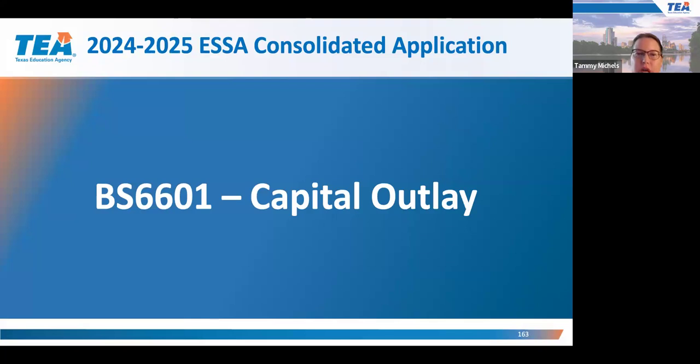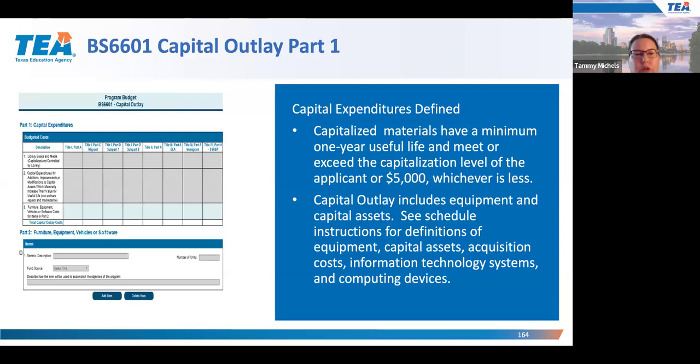All right, we will now work on our final class object code, which is the BS 6001 capital outlay. In this schedule, we want to first discuss changes being made to EDGAR. EDGAR, as you know, is being updated, and the capital outlay threshold should be changing from $5,000 to $10,000 per item. However, guidance still has not been released. So please budget with a $5,000 capitalization level and stay tuned for updates to EDGAR and these changes being released. Further guidance will be provided.